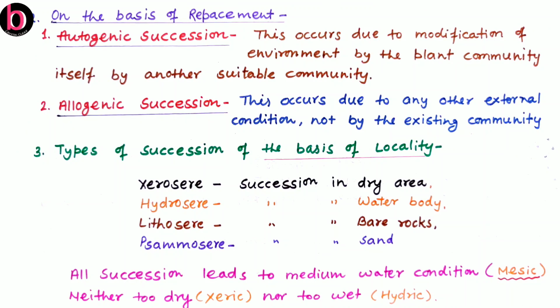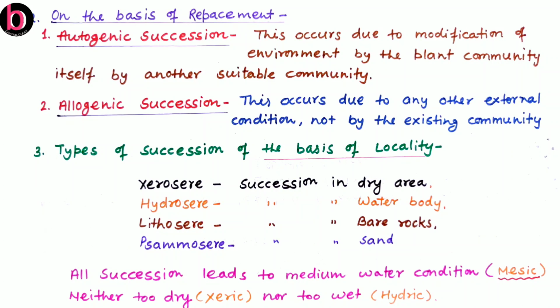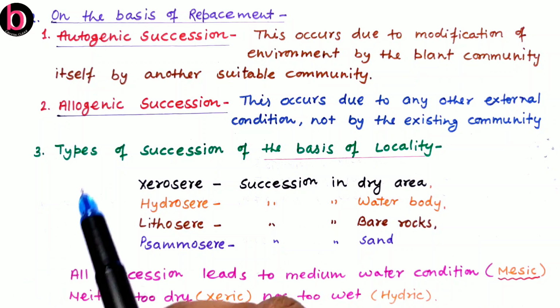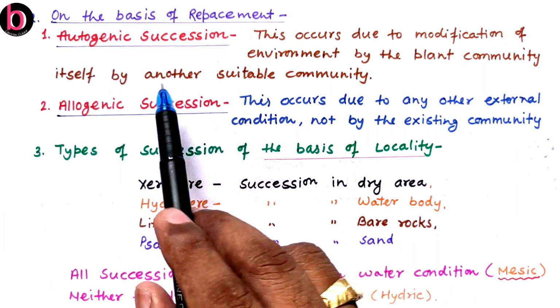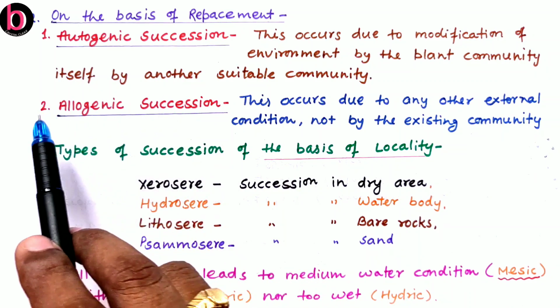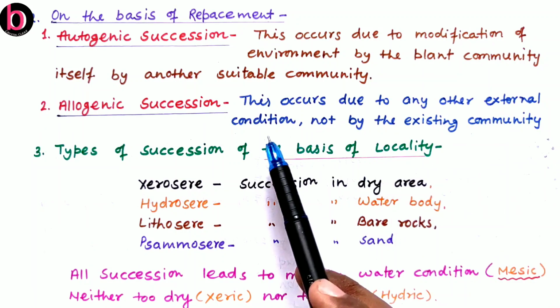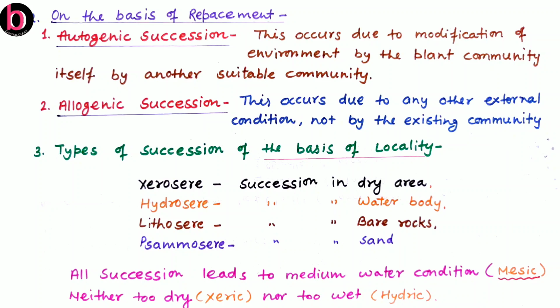Now the second type of succession is on the basis of replacement. Again this is categorized into two: autogenic succession as well as allogenic succession. First is autogenic succession. This succession occurs due to modification of the environment by the plant community itself, and this plant community gets replaced by another suitable vegetation or plant community. While the second is allogenic succession. Allo means different. Here the existing plant vegetation in that particular area is not itself responsible for succession. There may be a number of external conditions, like human activities or other environmental conditions, that may be responsible for such type of succession.